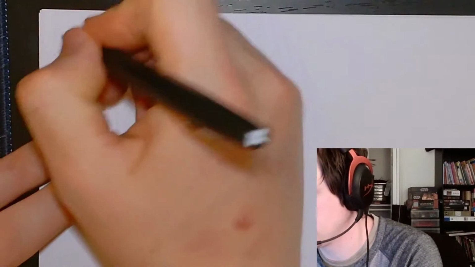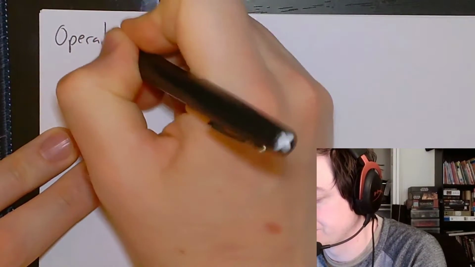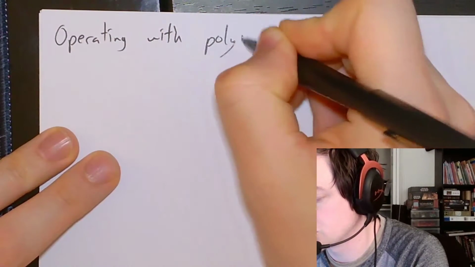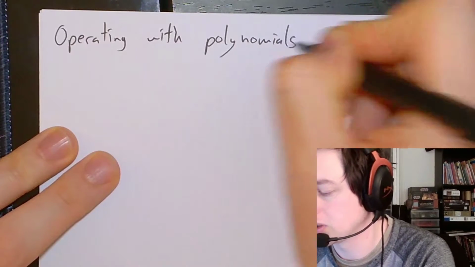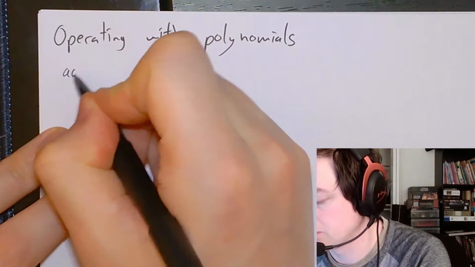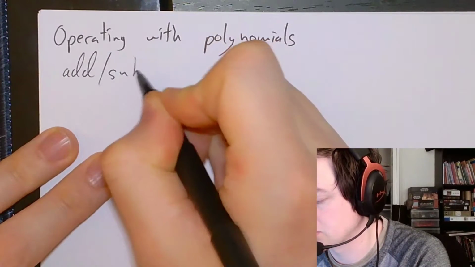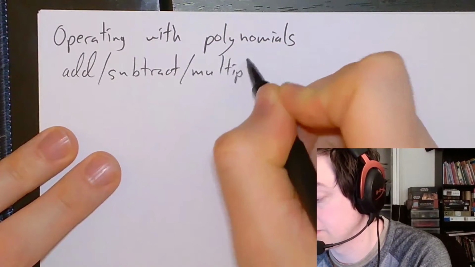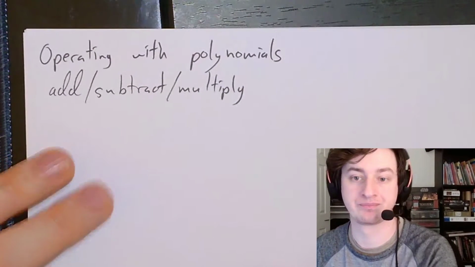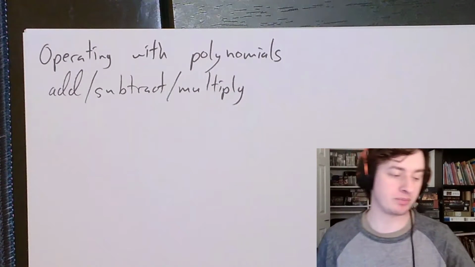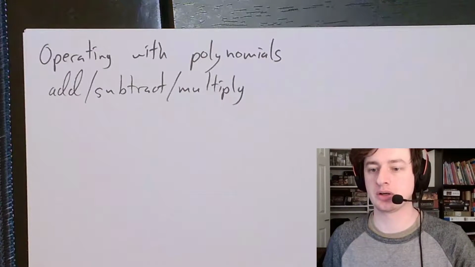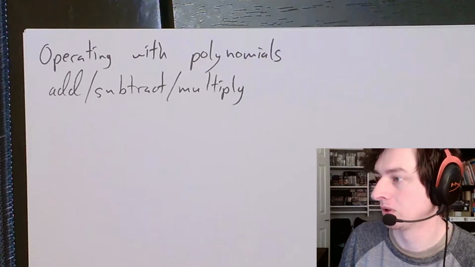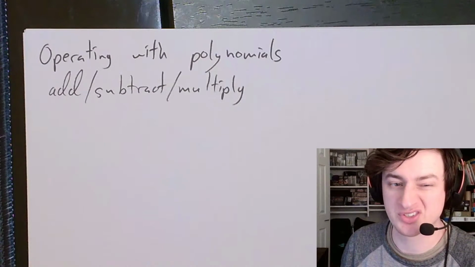So we are operating with polynomials, which just means we are going to add, subtract, and multiply. We will divide, but not today. We'll get to polynomial division later on, but not today. Okay, so we're going to add and subtract first, and then we're going to multiply.